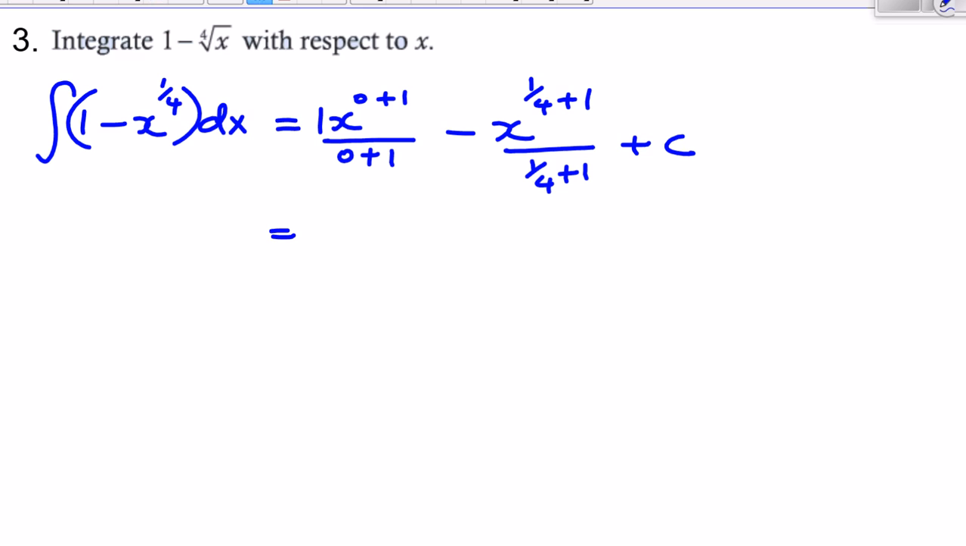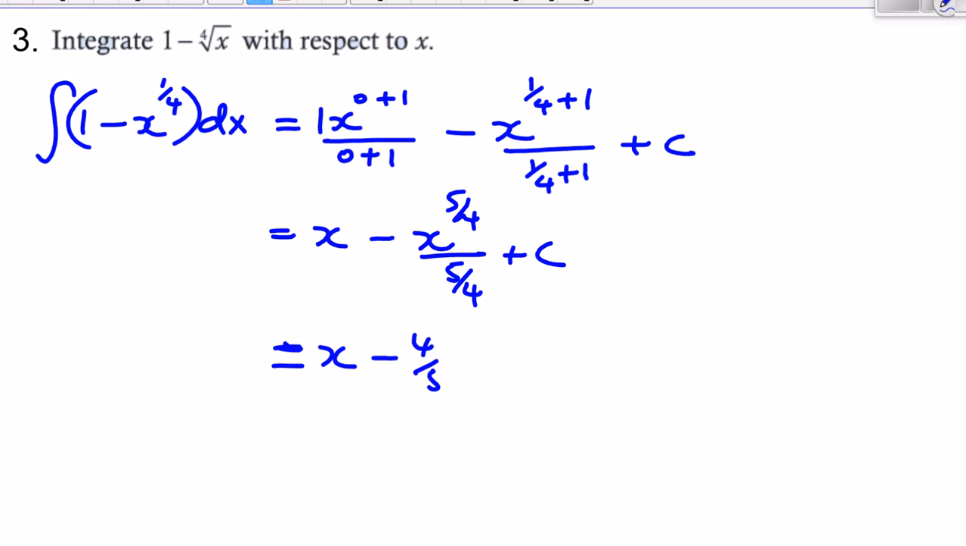Simplify this. So this will just be x minus, then here you have x to the power 5 over 4 over 5 over 4 plus c. Now if you simplify that, you'll end up with x minus 4 over 5 x to the power 5 over 4 plus c.